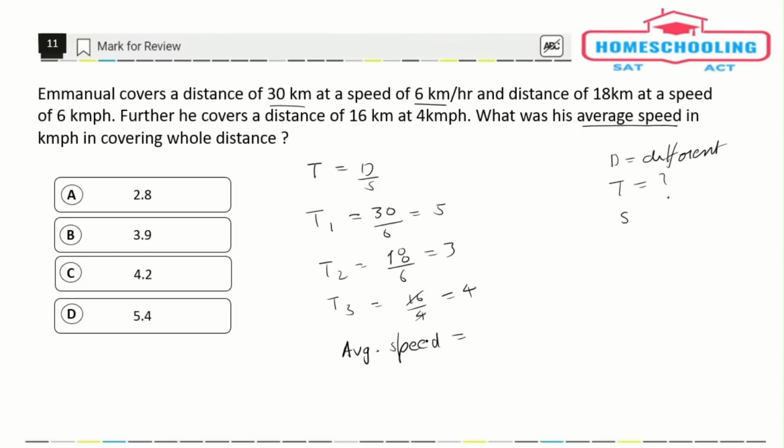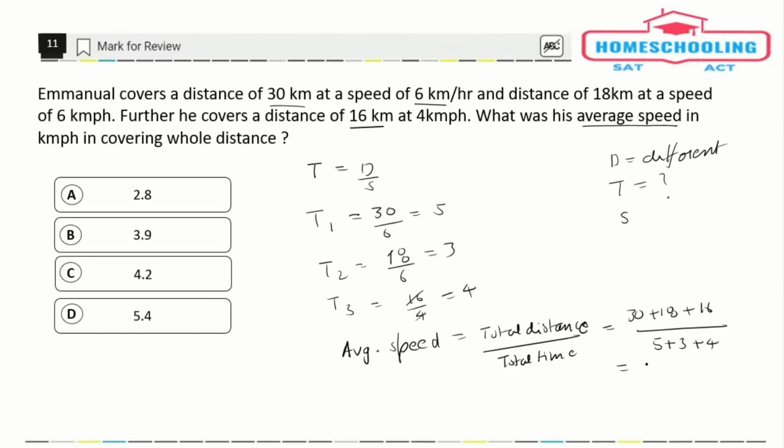So that is going to be total distance upon total time. So total distance was first 30 kilometer, 18 kilometer, and then 16 kilometer. So 30 plus 18 plus 16, this 16 kilometer. And what is the time? So time for the first was 5, 3, and 4. So 5 plus 3 plus 4.